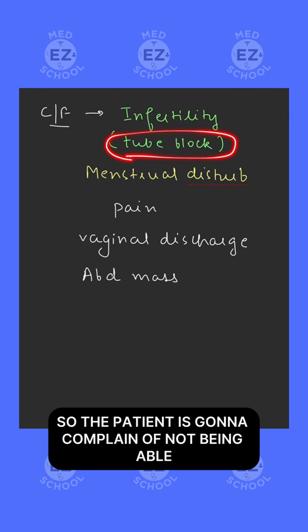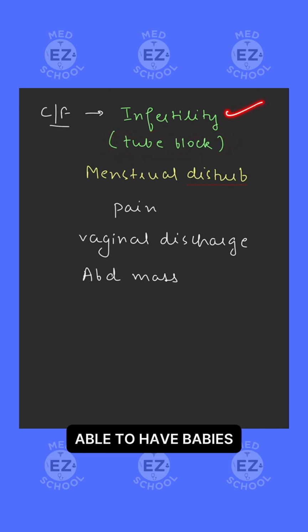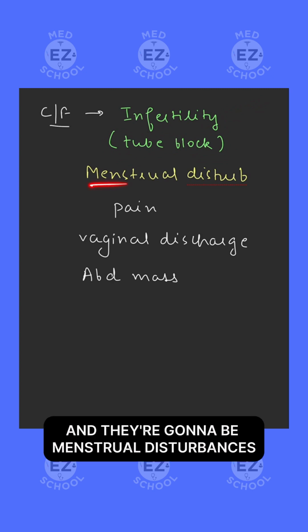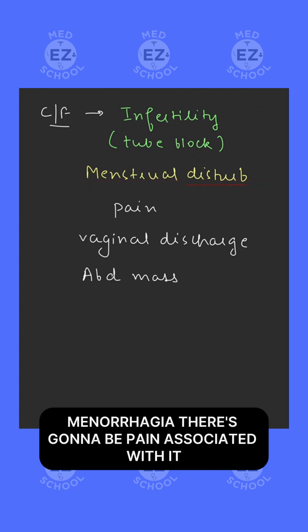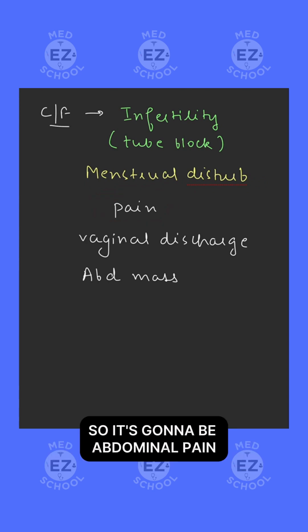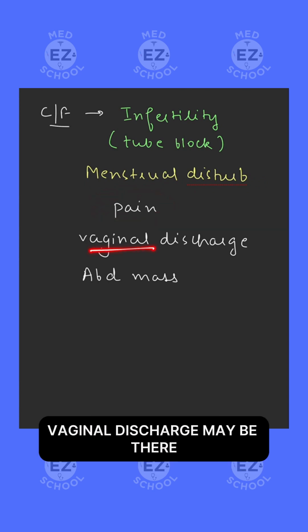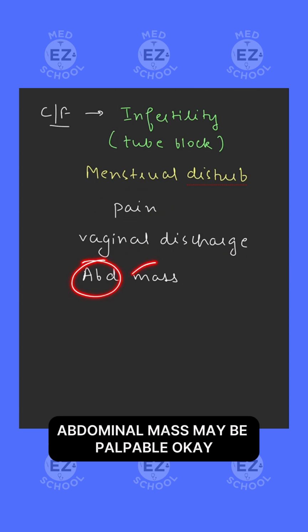So the clinical features: since the fallopian tubes are most commonly going to be involved, there's going to be blockage, so the patient is going to complain of not being able to have babies, and there are going to be menstrual disturbances like amenorrhea, menorrhagia. There's going to be pain associated with it, so abdominal pain; vaginal discharge may be there, and an abdominal mass may be palpable, okay?